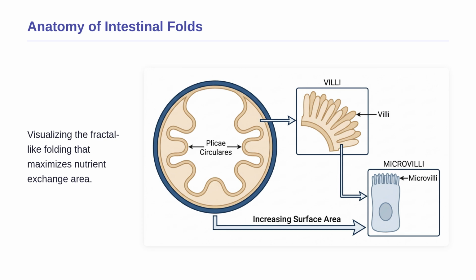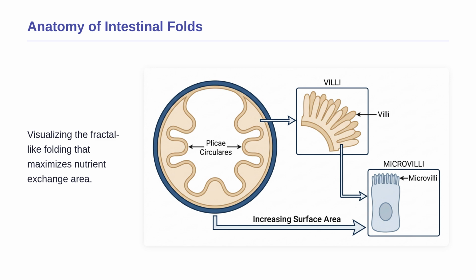Having proven the mathematical necessity of surface area, let us look at the actual biological structures that make it possible. In this diagram, you're seeing a cross-section of a mammalian intestine. Notice the large, circular inward folds. These are the plicae circularis.